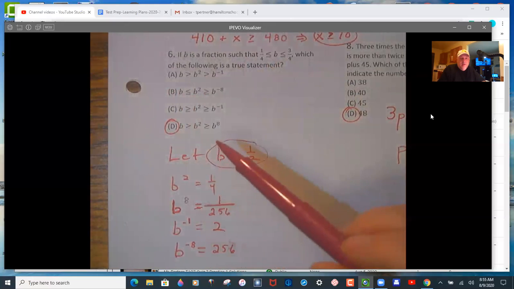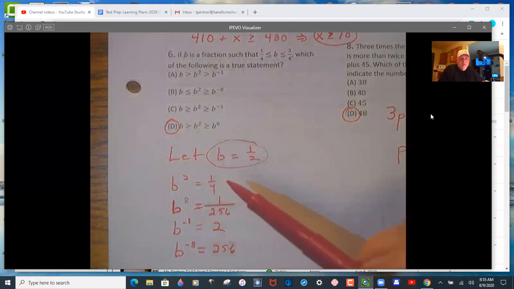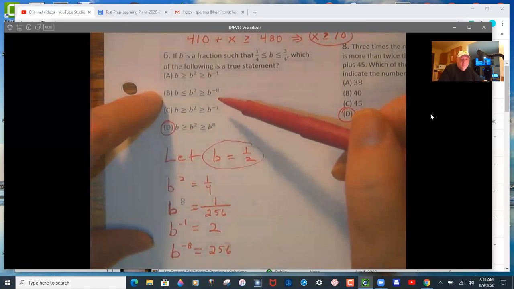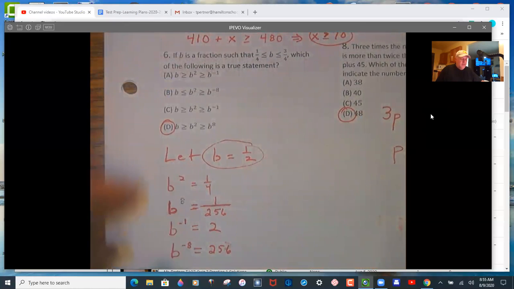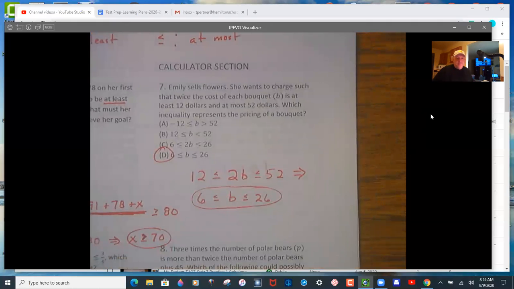And so it's apparent that D is the one that's true, that b is greater than b squared, which is greater than or equal to b to the 8th. So as you go down here, these get less, but the negatives get more. B is not even a realistic option. Your inequalities all have to be pointing the same direction, but D is the correct answer. Problem 7.